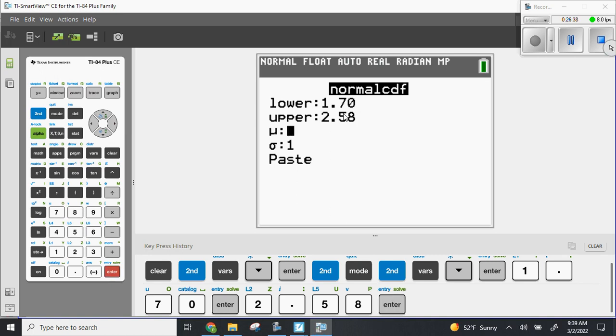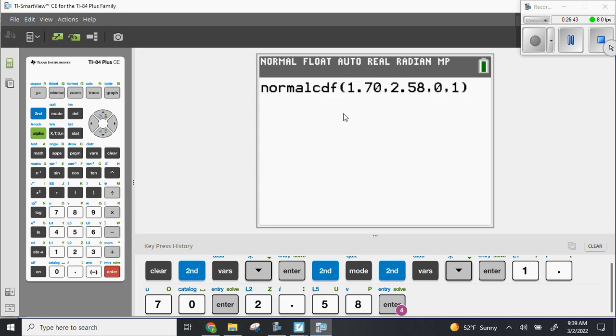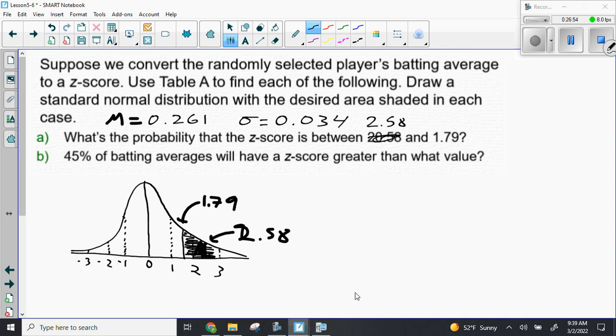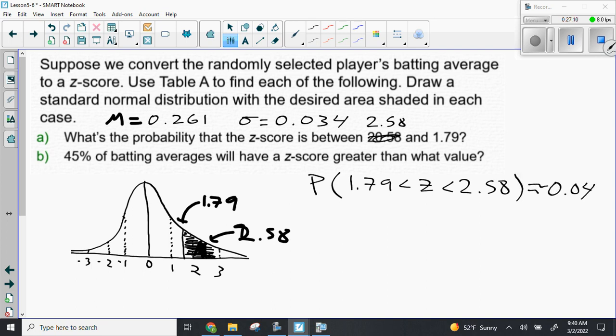Since it's standard normal distribution, the mean is 0 and the standard deviation is 1. And we get a value of about 0.04. And we'll say that's the probability that Z is between 1.79 and 2.58. That's about 0.04.